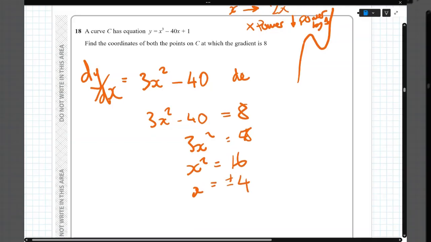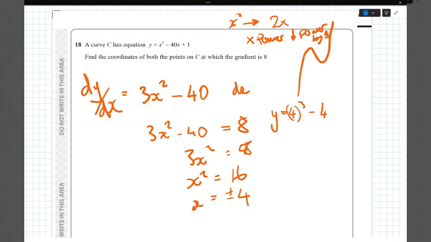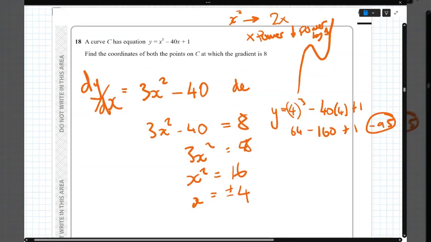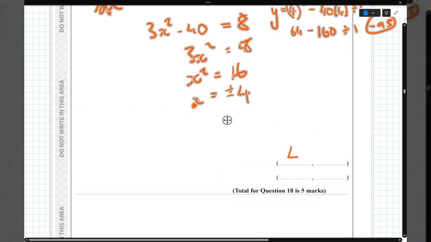So we then have to substitute 4 and minus 4 back in. So y equals 4 cubed, take away 40 lots of 4 plus 1. So 4 times 4 times 4 is 64. 40 times 4 is 160, and we add the 1. So 64, take away 160, add 1, and that gives us negative 95. So that's our first one. Just double check everything's okay with that. Yeah, I'm happy with those numbers. So 4 and negative 95.